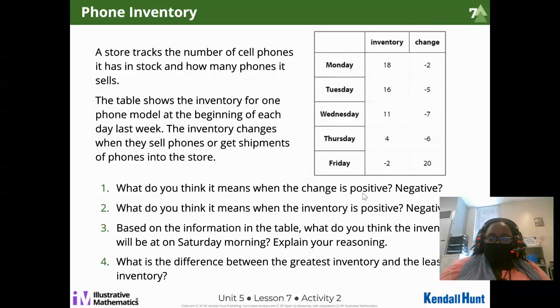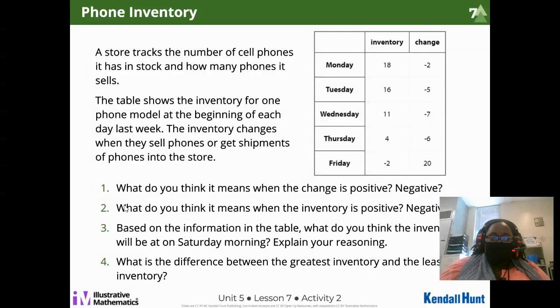Remember we're talking about phones. Our inventory is how many we already have in stock. And the change means that I'm doing something to the phones. It says when they sell phones or get shipments of the phones into the store. So the change is either saying I'm selling it or I'm getting a shipment of it. So they're asking you, what does positive mean? If I get a positive number in change, what does that mean? And if it's negative, what does that mean?